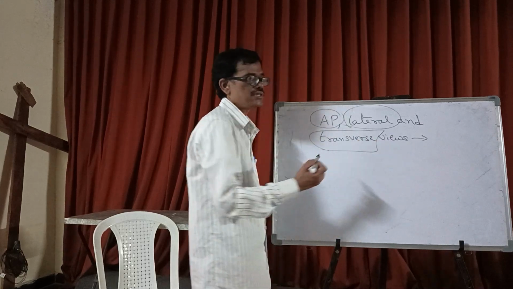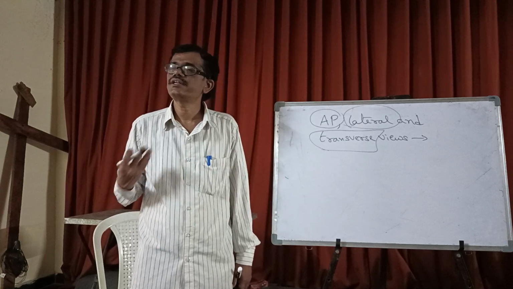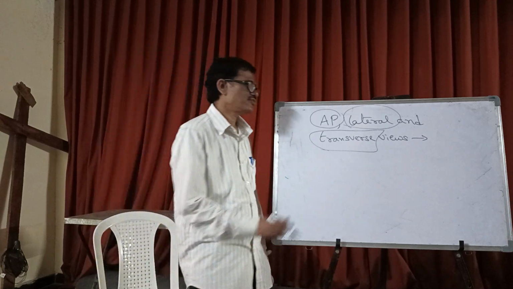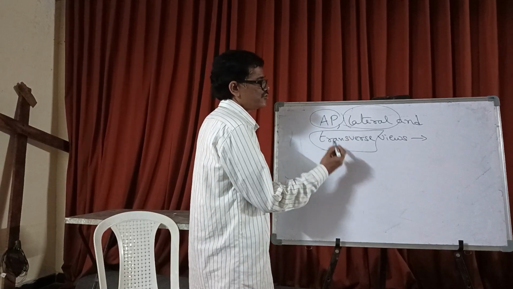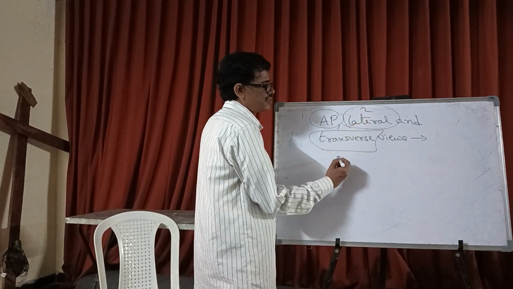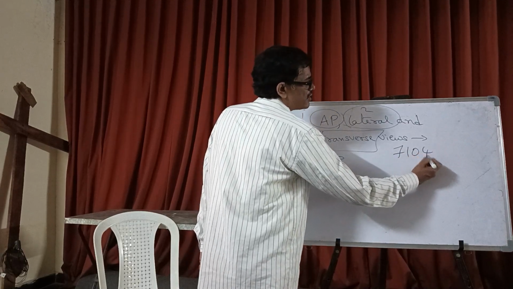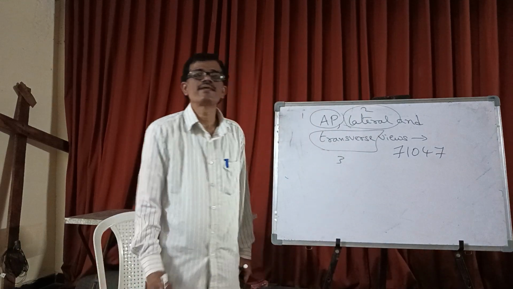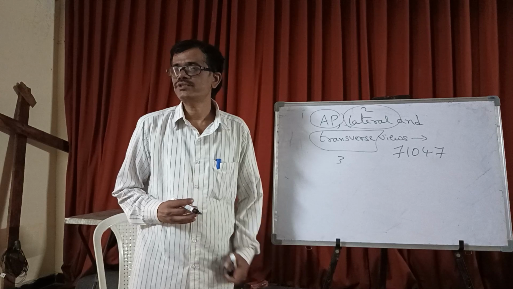And transverse view. What is transverse? Cross section, they are cutting horizontally. The transverse view or cross view. So it is another view. So totally 1, 2 and 3 views. So the number you will calculate is 71047. This is the challenge you have to do in the exam, how you select the numbers.